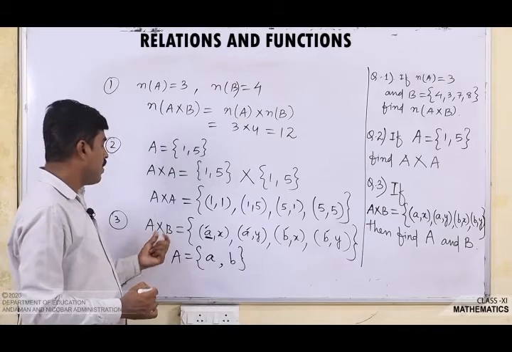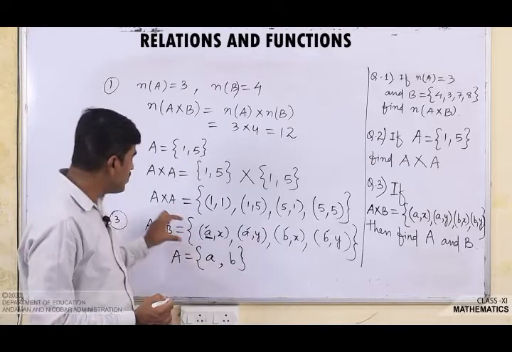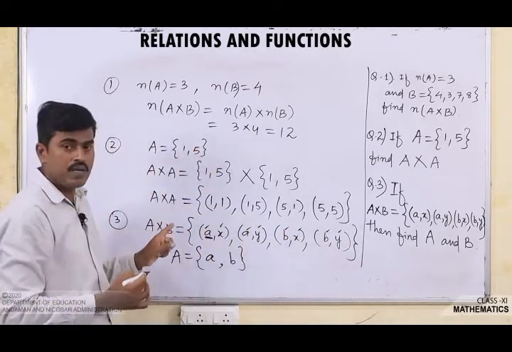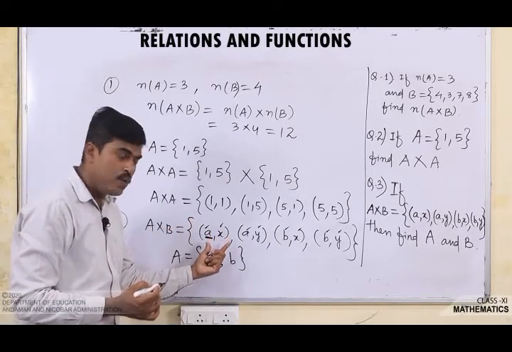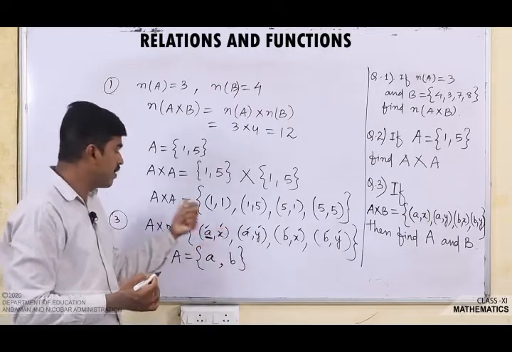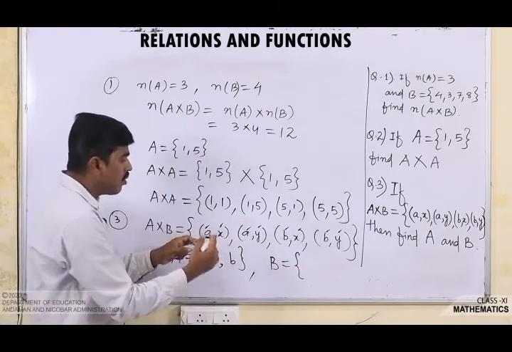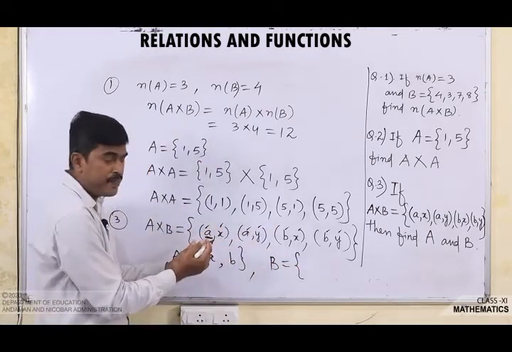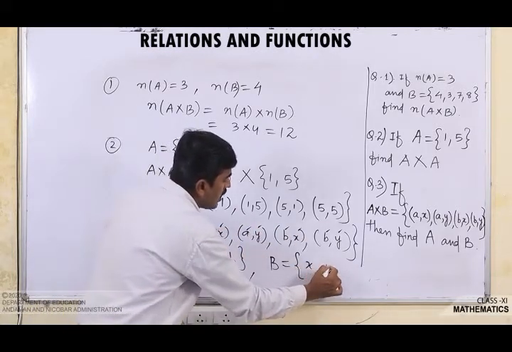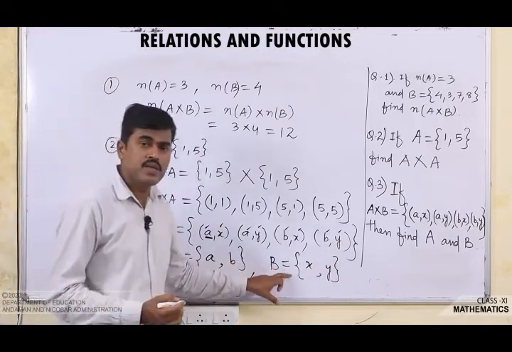Okay. Now what about B? B is the set of all second elements. That means here all second elements belong to B. If we make ordered pairs, then we know that we have to take the first element from A and the second element from B. Now that means B is equal to, write all the second elements of these ordered pairs, that is x, y, and again it is x, y, so we will write only x, y. That means A = {a, b} and B = {x, y}.